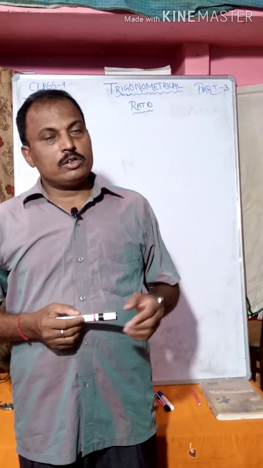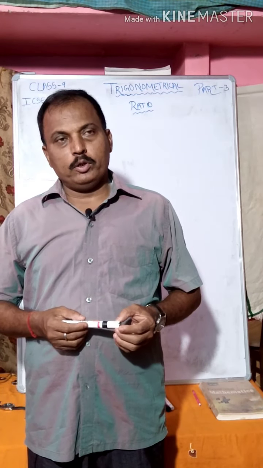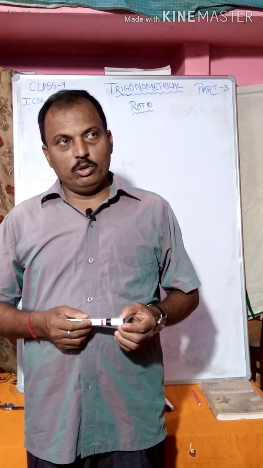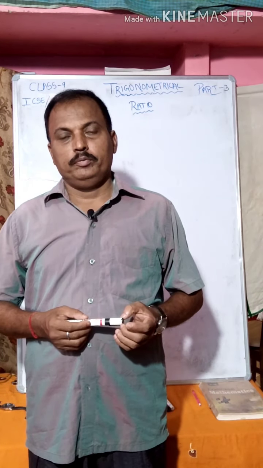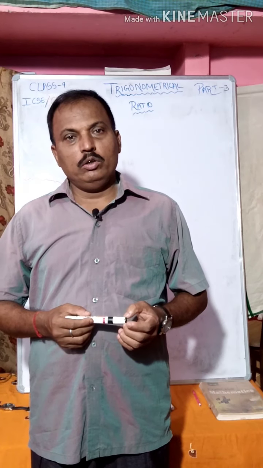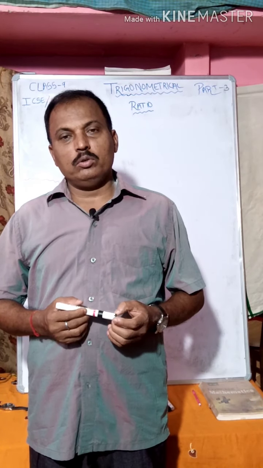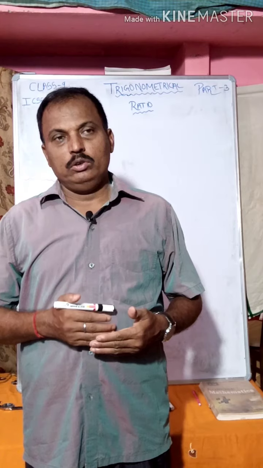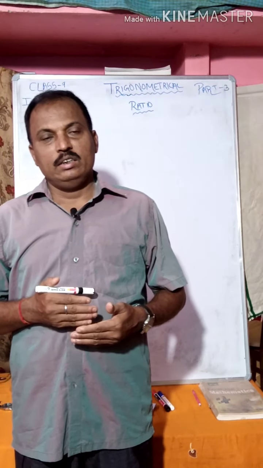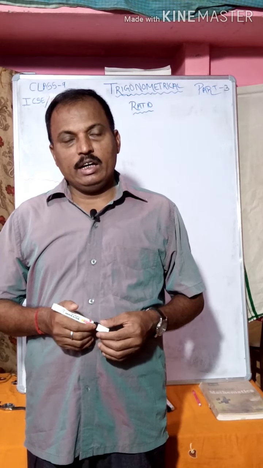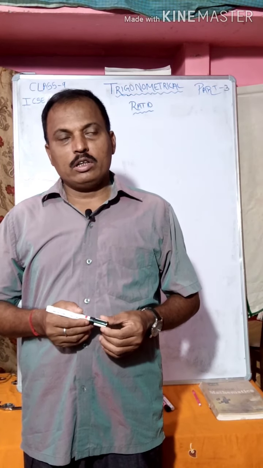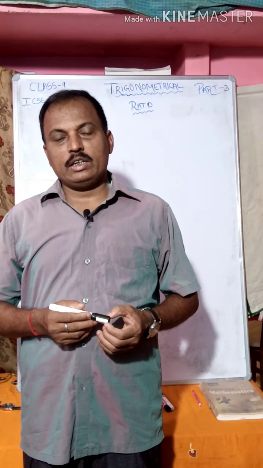Today we will discuss more examples of trigonometry relating to trigonometrical ratios. In the last video we discussed what a trigonometrical ratio is and how six ratios are explained: sin theta, cos theta, tan theta, cot theta, sec theta and cosec theta.